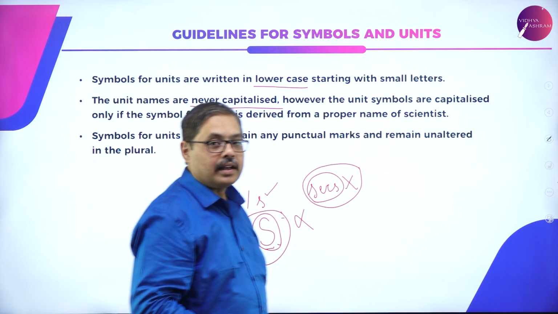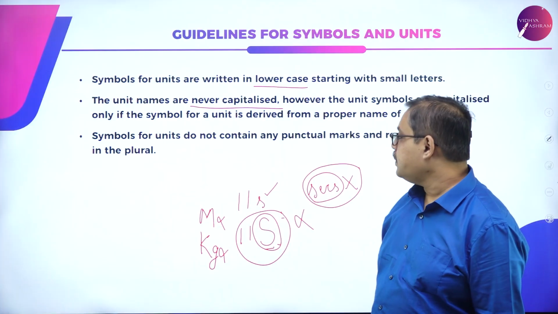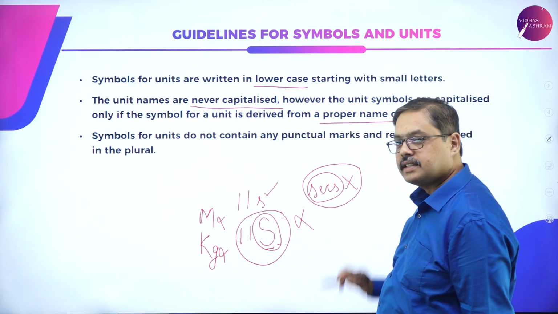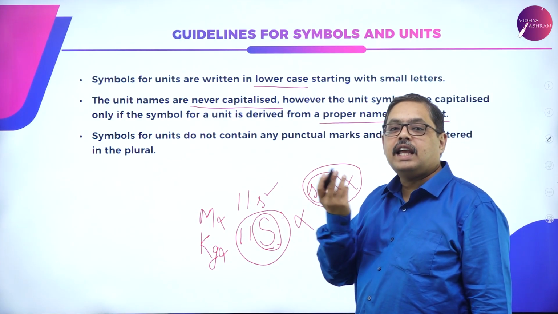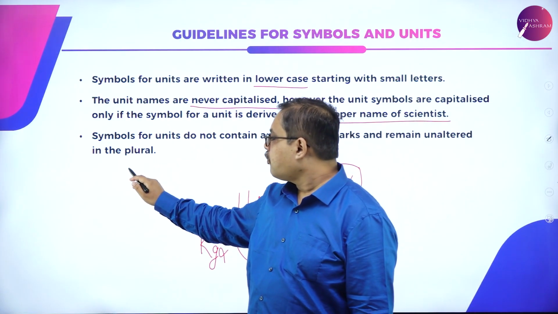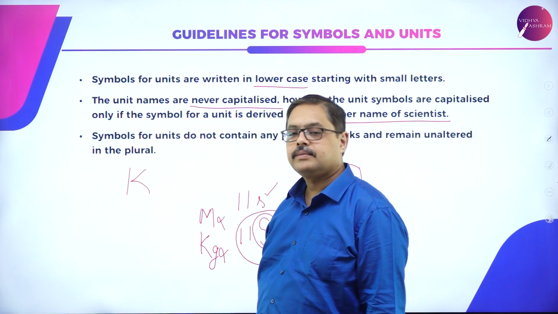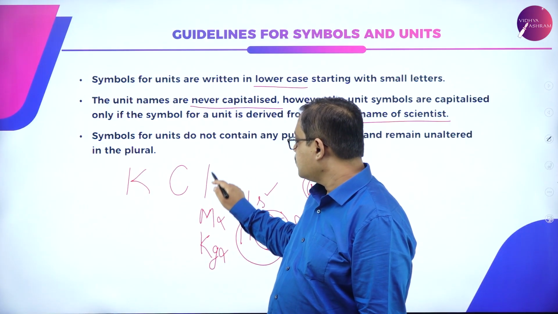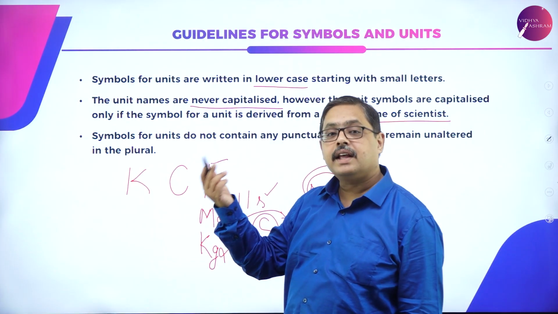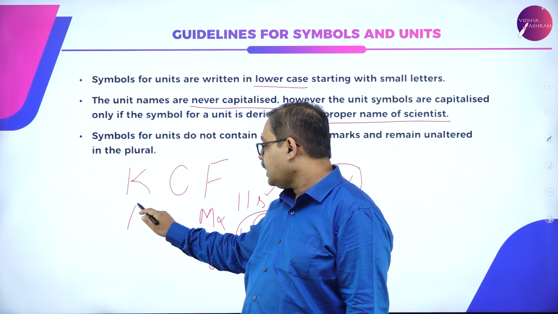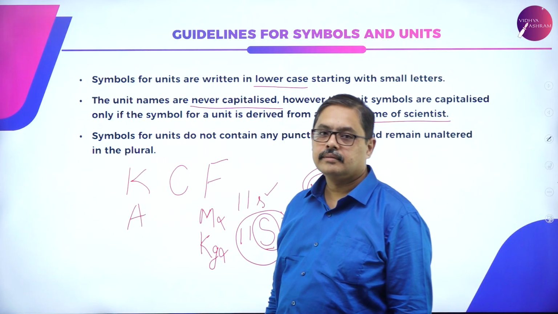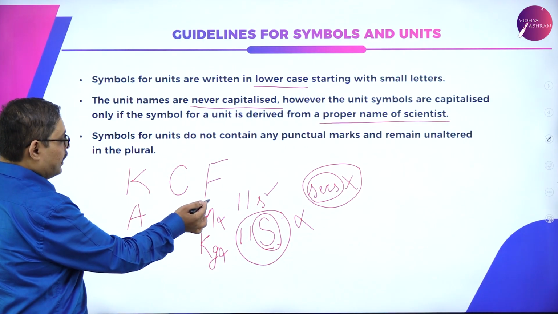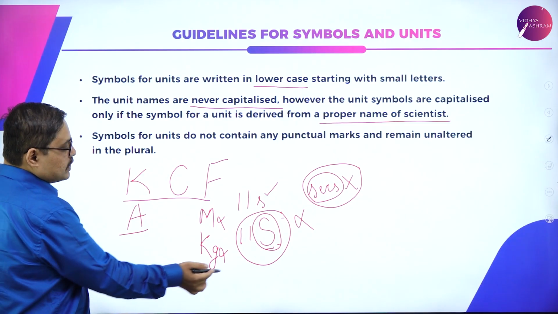Then where can I use a capital letter? Capital letters can be used if the symbol for a unit is derived from a proper name of a scientist. If you have taken the symbol from the name of a scientist, then I can use it. For Kelvin, I use a capital K. For degree Celsius, I use a capital C. For degree Fahrenheit, I use a capital F. For ampere in electric current, I use a capital A. So if the symbol is derived from the name of a scientist, I can use capital letters. Otherwise, I have to use lowercase.